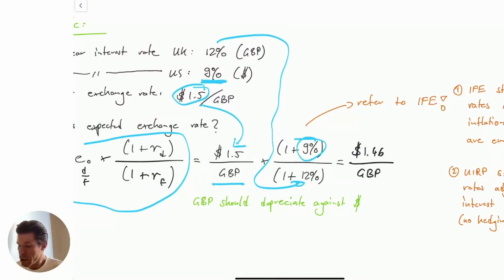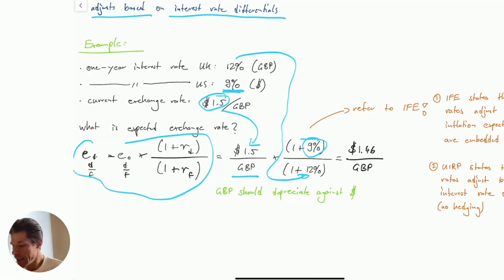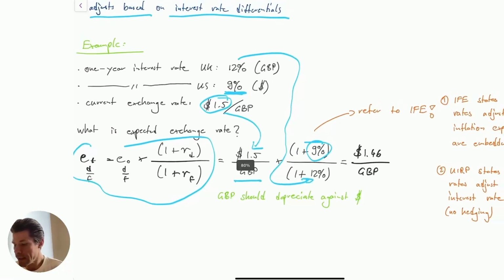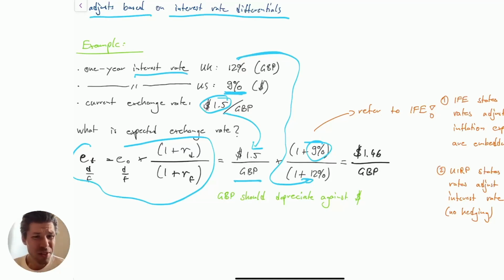So our GBP, our pound, should depreciate against the dollar, which means GBP loses value. You might wonder why the GBP should lose value against the US dollar. Because here it looks like the interest rate is way higher in the UK. So it sounds positive. Why does the GBP depreciate?